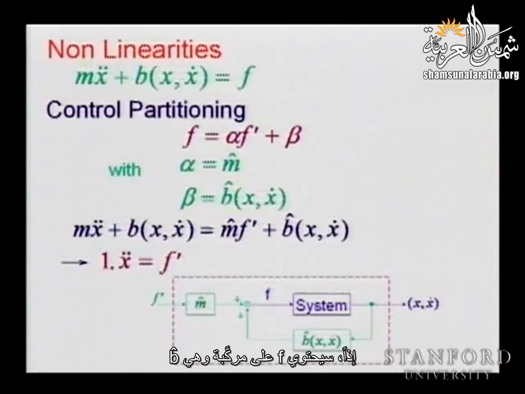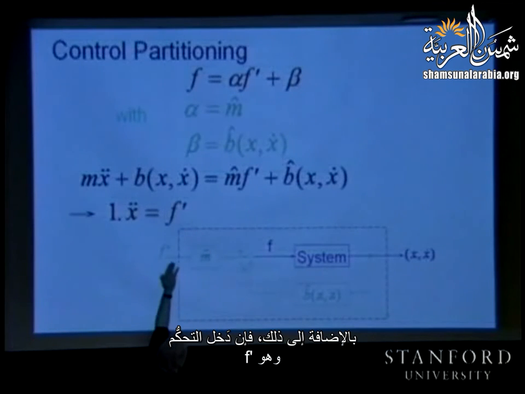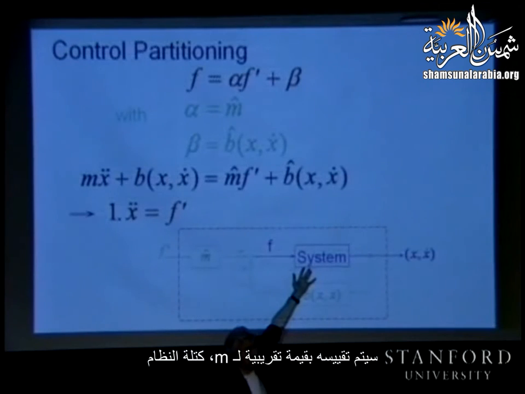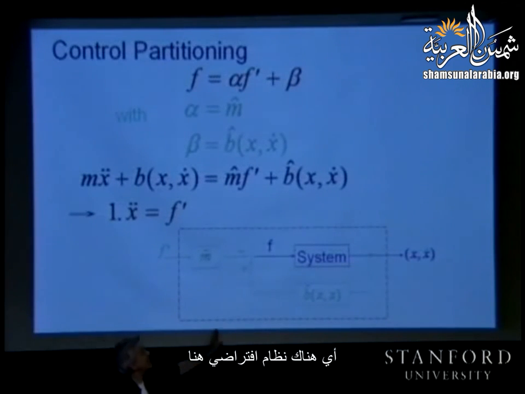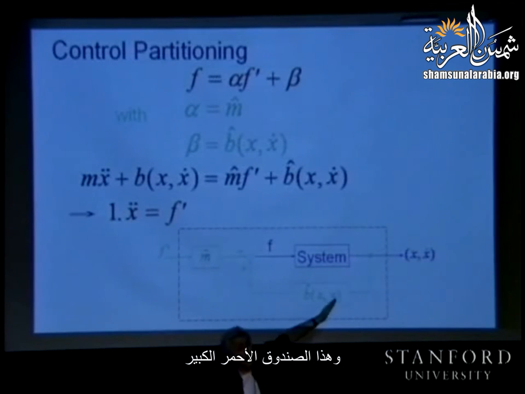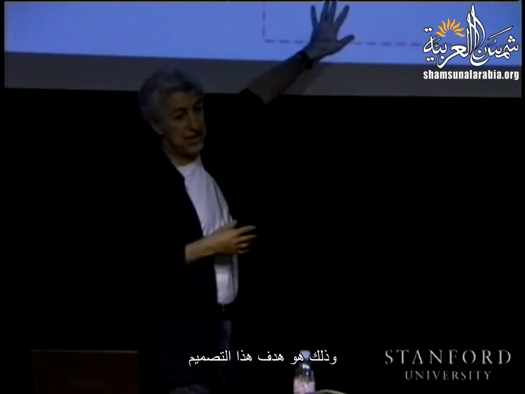So F is going to have a component which is B hat. In addition, our input control, which is F prime, is going to be scaled by an estimate of M, the mass of the system. So that there is a virtual system here that would look like a unit mass system with an input F prime and this same output. And this big box, the red box, is like a system that is linear with unit mass. And that is the purpose of this design.